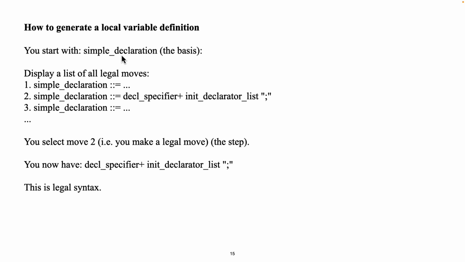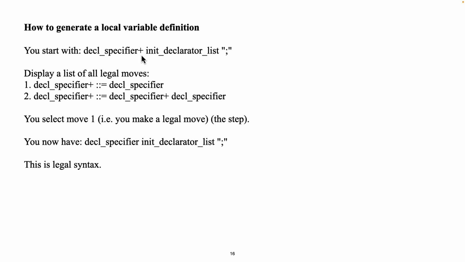You start with a simple declaration, which is a non-terminal. And the development tool says, here are all the ways that a simple declaration can be replaced by something else. The ... dots just mean there's alternatives. The one you want is one or more decl specifiers followed by an init declarator list followed by a literal semicolon. So you choose alternative number 2. And the simple declaration is replaced by the right-hand side, which is legal. So we start with something legal, we end up with something legal.